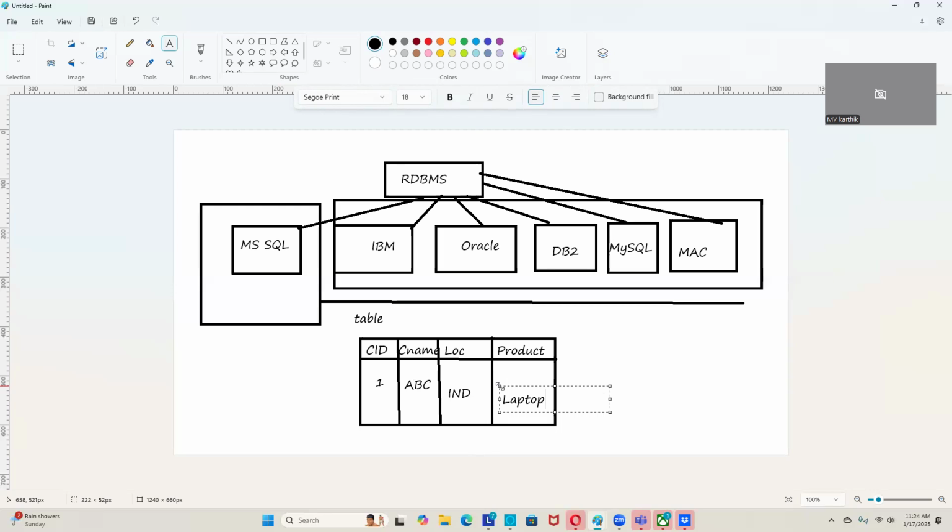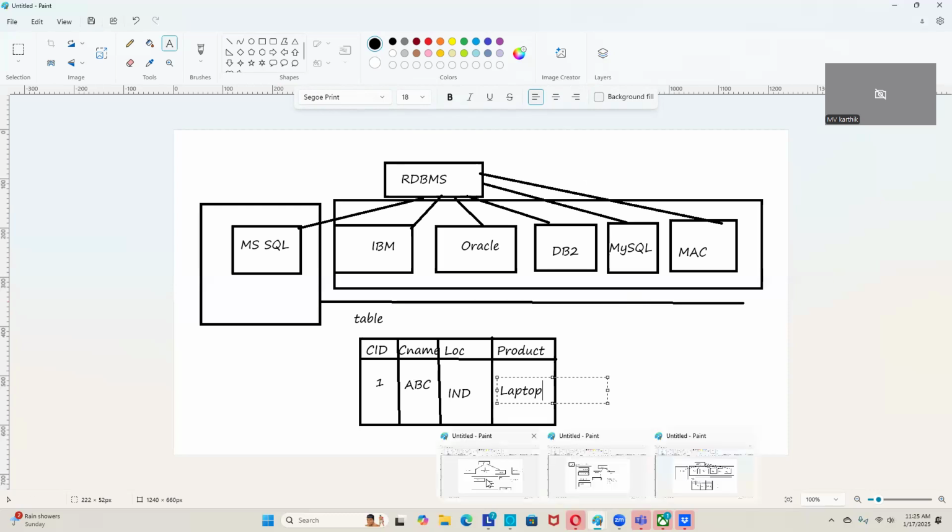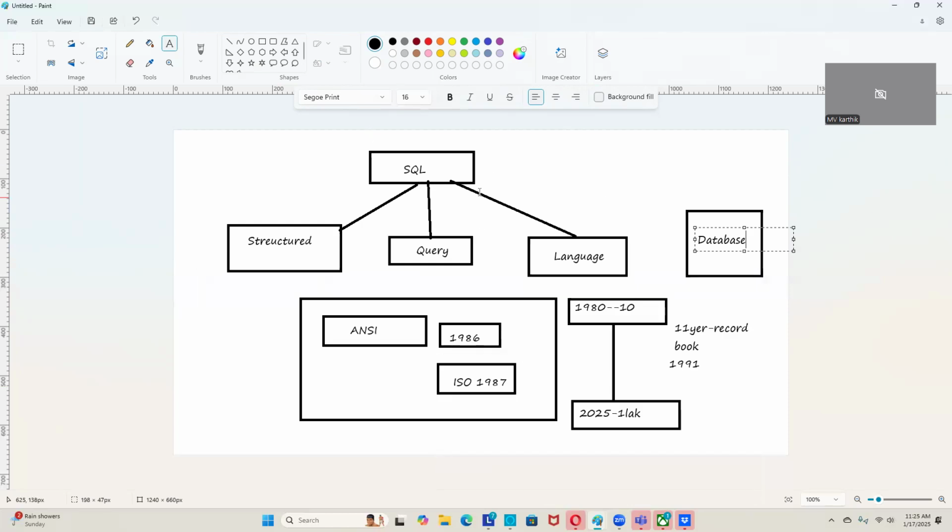Okay, so this way we are going to represent all the information in our RDBMS language. Okay, so SQL, in a quick review, SQL is a structured query language, and it is in the format of ANSI standards, and it started in 1986 and ISO in 1987. Okay, so we used to maintain not only this one, you can take any company. Example, I have started a retail company, so that retail company started in the year 2000.